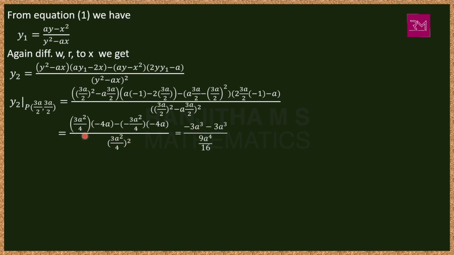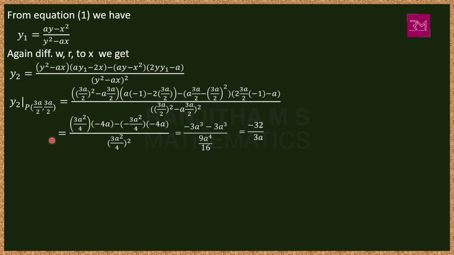That becomes, here 4 gets cancelled, here also 4 gets cancelled. The remaining is minus 3a cube minus, and minus into minus is plus, hence we get minus, 4 gets cancelled, we get 3a cube. Hence we get minus 3a cube divided by (3a square by 4) whole square, which is nothing but 9a power 4 divided by 16. Hence we get minus 6a cube divided by 9a power 4 divided by 16. If we simplify the term, we get minus 32 divided by 3a. This is our y2 value. After simplifying this term, we get minus 32 divided by 3a. This is our y2.